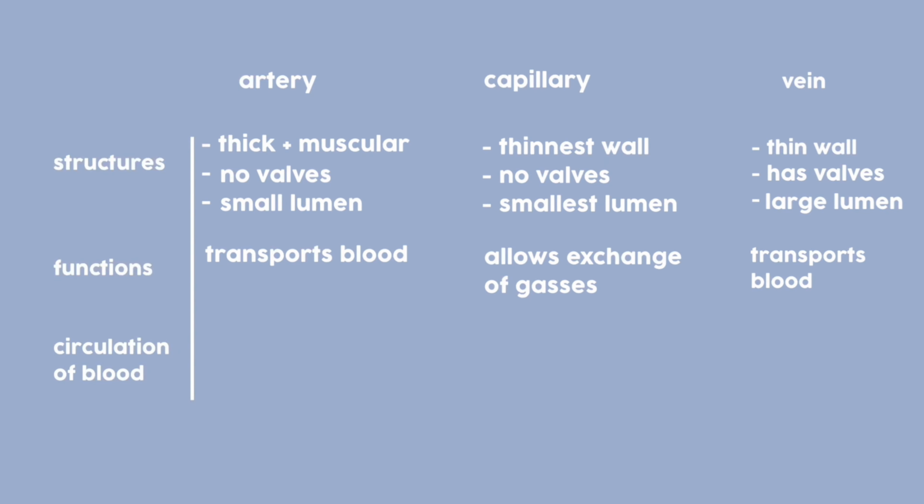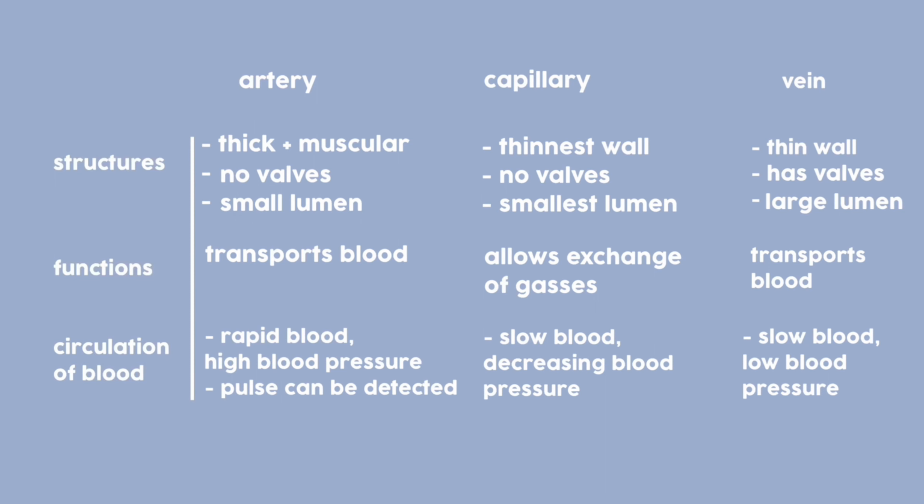Vein and artery transport blood. As for capillary, they don't transport blood. However, they allow the exchange of gases, fluid and waste products via diffusion. Arterial circulation of blood flows rapidly under high blood pressure compared to capillary and vein. Therefore, artery is the only blood vessel where a pulse can be detected. Wow, that was a clear explanation, Aisha.